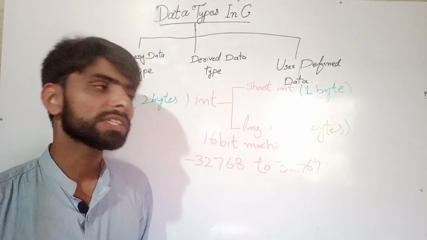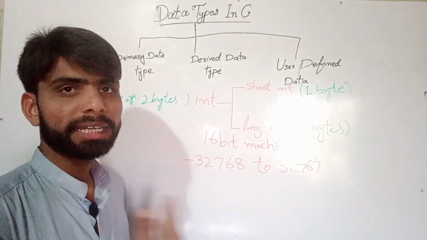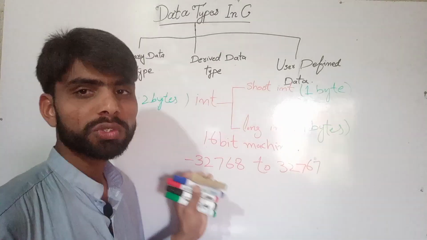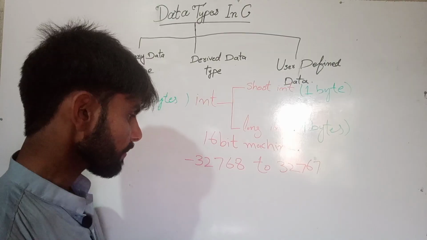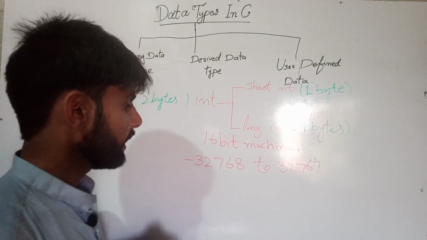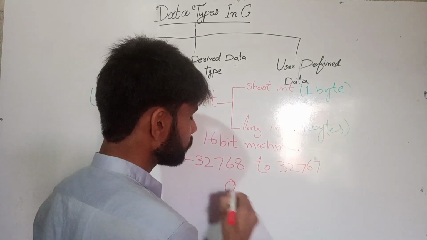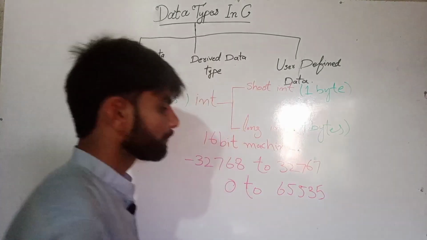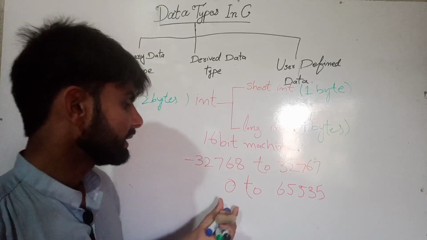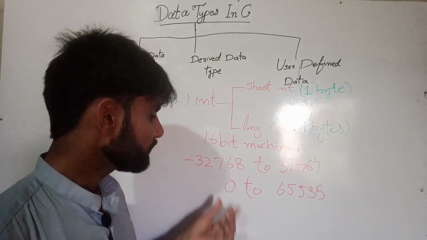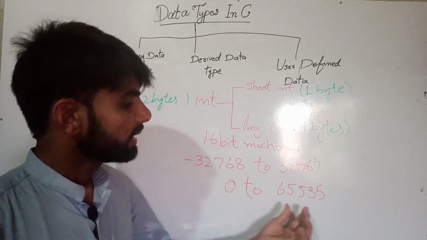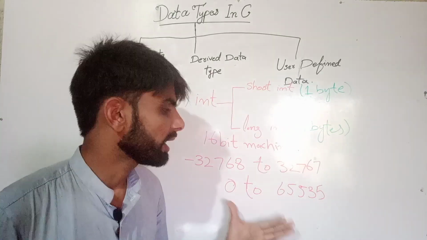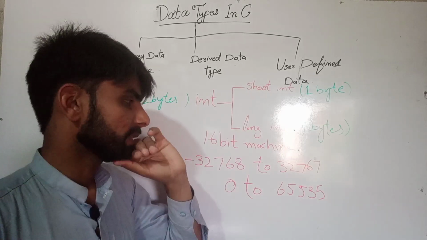So we can store negative and positive values, right? If we want to store only positive values, then what will the range be? Then it will be from 0 to 65535. That range we can store in the integer data type, right?